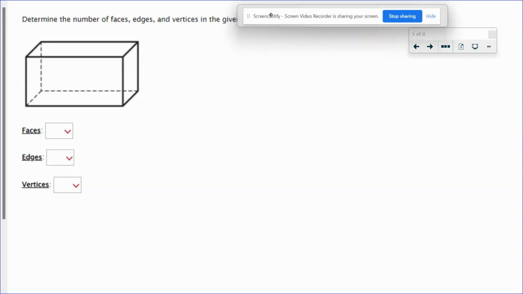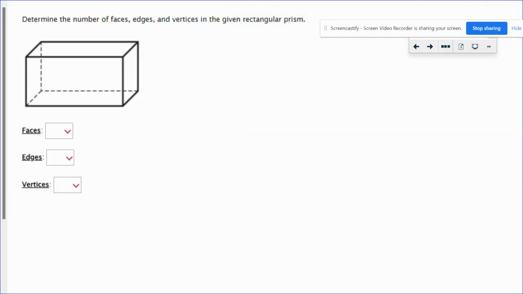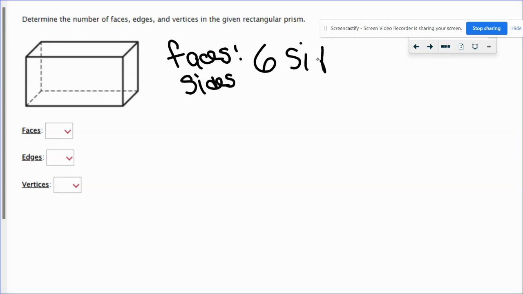Determine the number of faces, edges, and vertices in the given rectangular prism. So if we remember, faces are the sides. And this would have 6 because we have the front, left, right, back, top, and bottom. So there are 6 faces because faces are the sides.